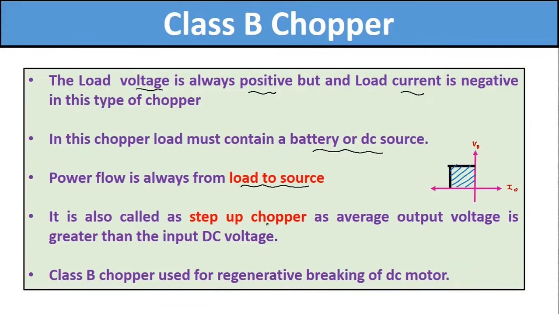This type of chopper is called as step up chopper, as in this chopper the average output voltage or average load voltage is always greater than the input DC voltage, whereas the Class A chopper is called as step down chopper because in the Class A chopper the average load voltage is less than the input DC voltage. Class B choppers are used for regenerative braking of the DC motor.